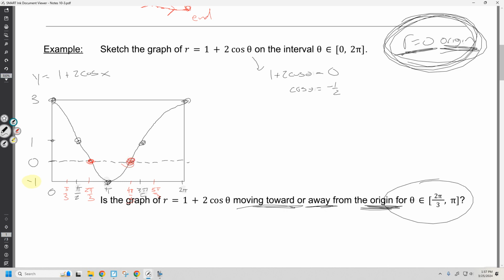Guys, we are moving away from the origin. The distance is increasing. Why? And what does that look like?